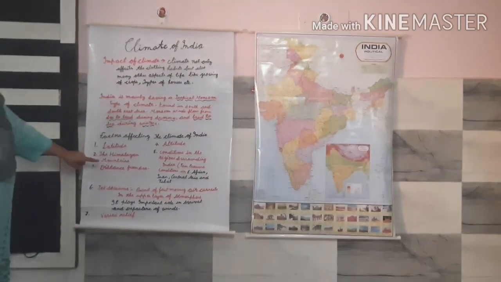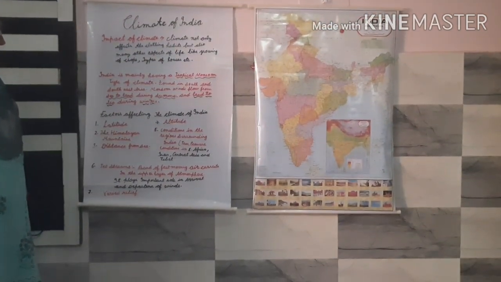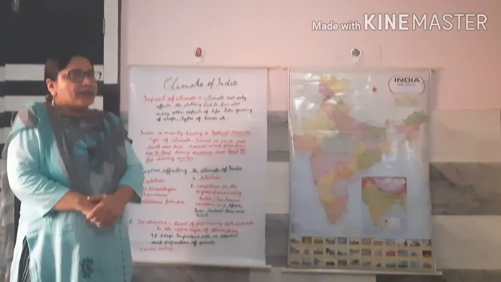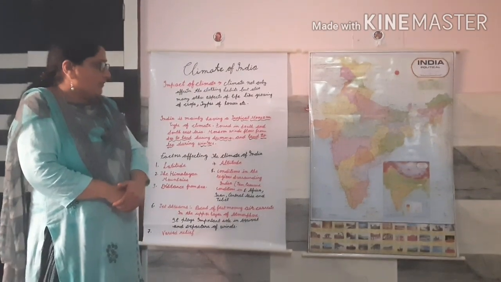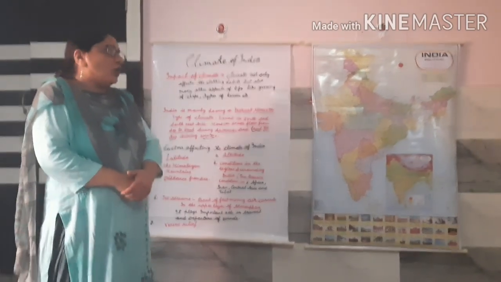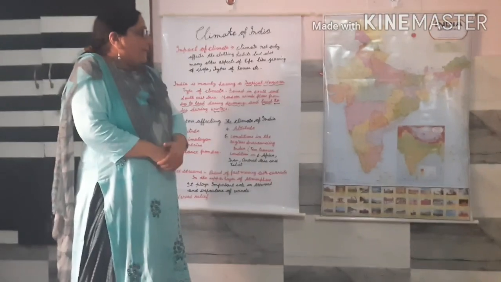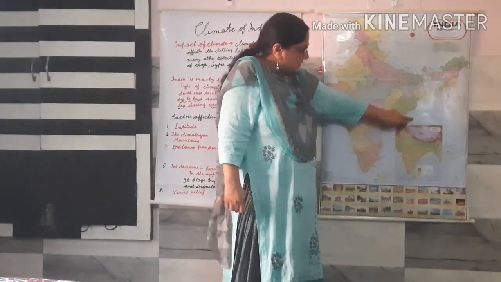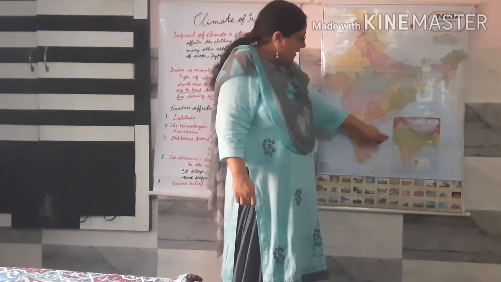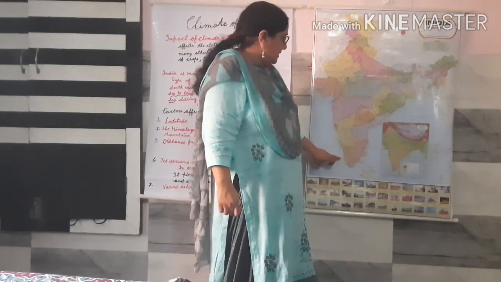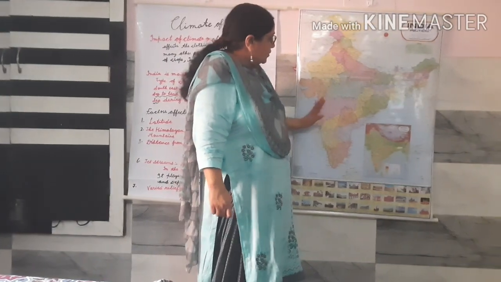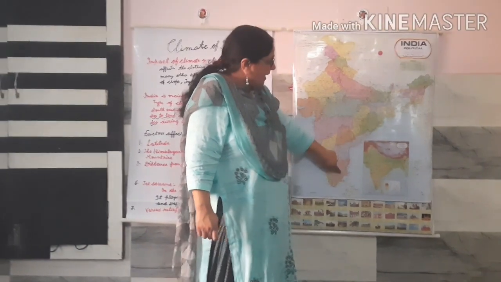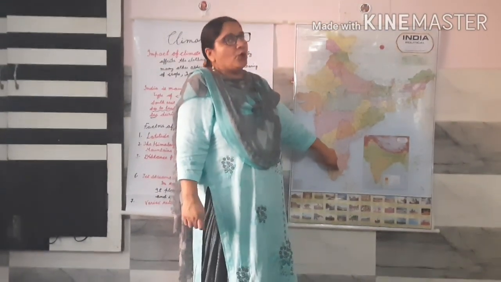Third, distance from the sea. What it means is, you must keep in mind that the areas which are lying near the sea have an equable type of climate, not too hot, not too cold. As an example, these are the Western Ghats, these are the Eastern Ghats. All these areas are coastal regions, lying near the sea. So these regions, the Western Ghats and the Eastern Ghats, have a moderate type of climate, not too hot, not too cold.